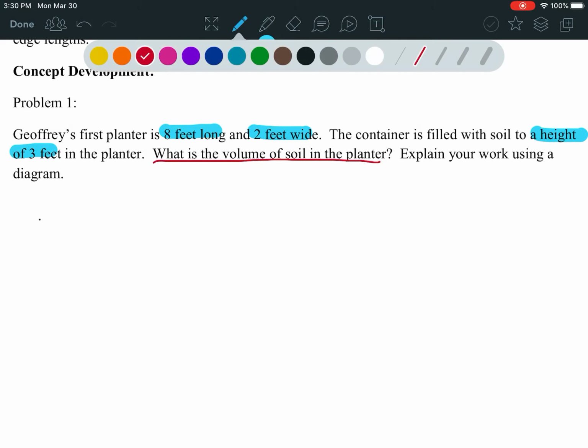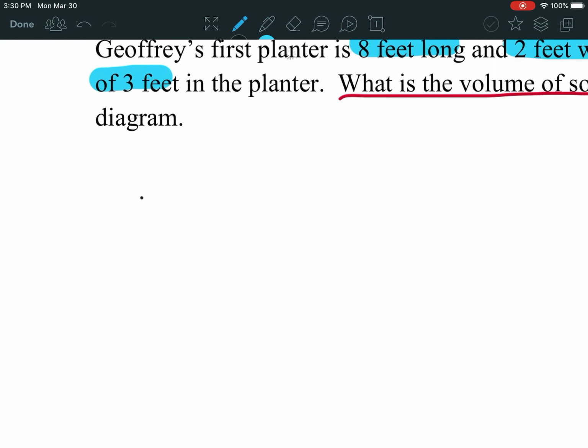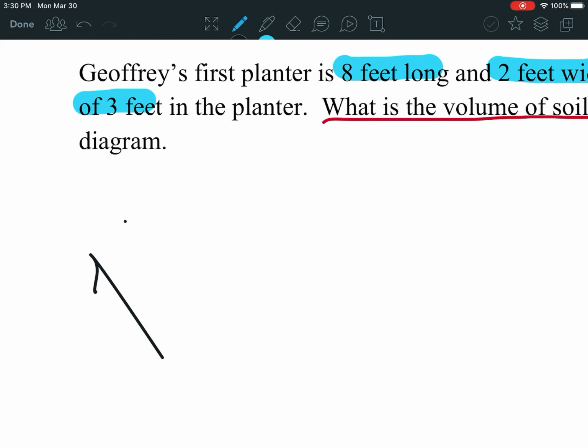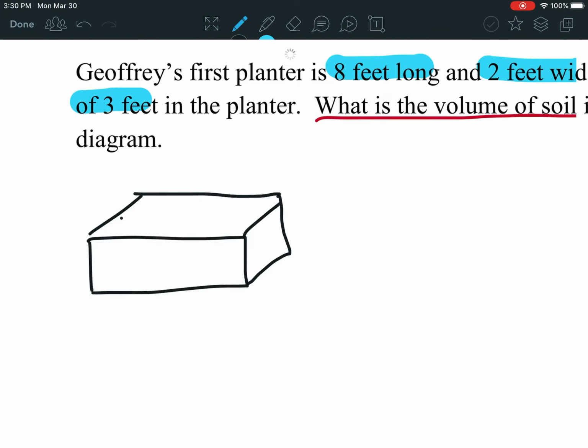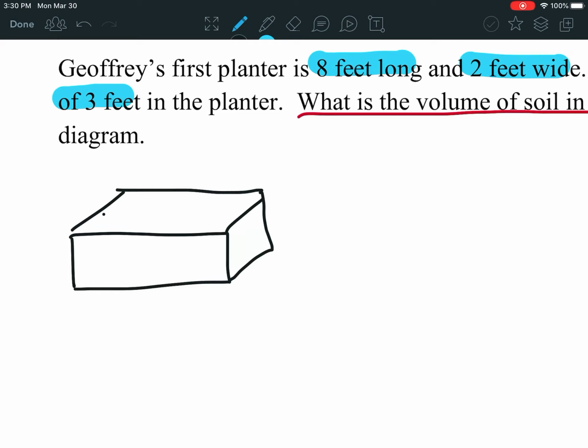In this case, we are actually going to draw a picture of a planter. And remember, a planter is just something you plant things in. So I have a planter outside for my vegetables. We're just going to draw a simple box, and that will be our planter. We need to label. We already have some information that the story problem told us. We know that it's 8 feet long. We know that it's 2 feet wide. And the height is 3 feet.